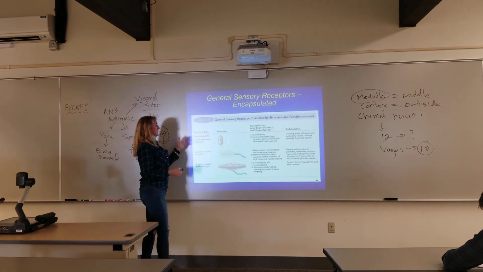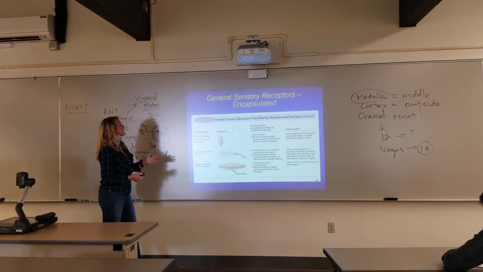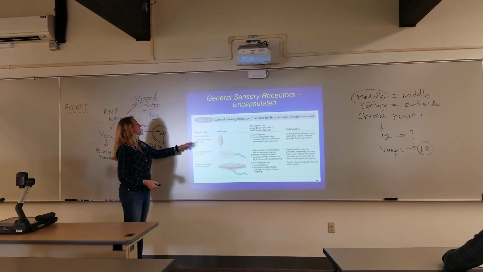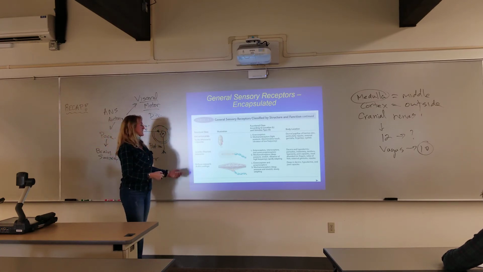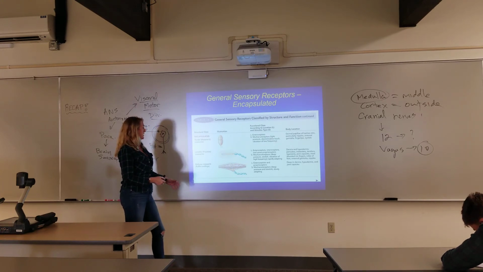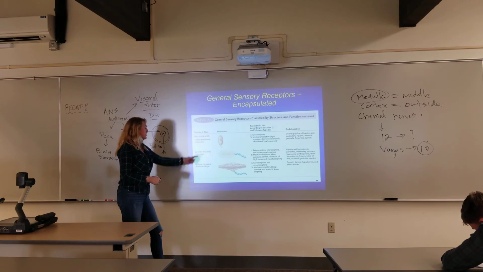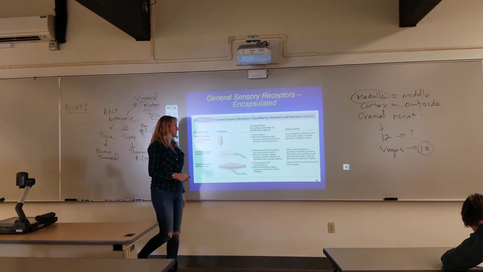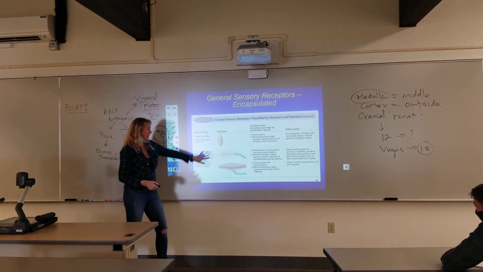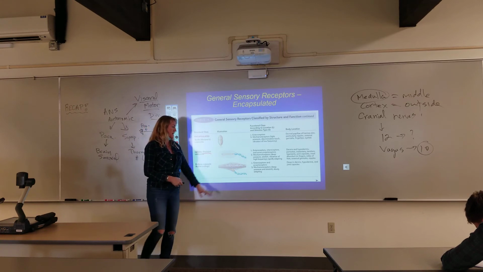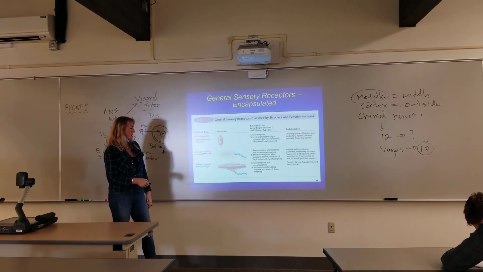You have encapsulated types that have little specialized epithelial cells that wrap around them to protect them. You have tactile Meissner's corpuscles, for example. They discriminate between pressure, light touch, and vibration. Lamellar corpuscles, or Pacinian corpuscles, as a lot of people call them, are mechanoreceptors. They monitor pressure, stretch, and vibration in the skin. And then you have Ruffini endings, mechanoreceptors for deep pressure and stretch.